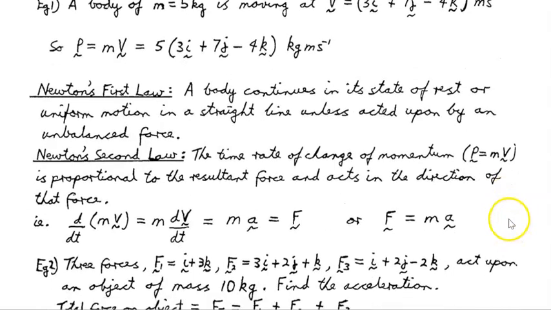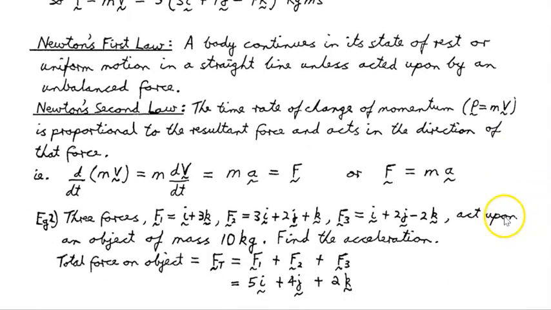Newton's first law says a body continues in its state of rest or uniform motion in a straight line unless acted upon by an unbalanced force. So an object remains still or moving with a constant velocity unless some force acts on it. Gravity, a push, a turn, a pull, what have you.